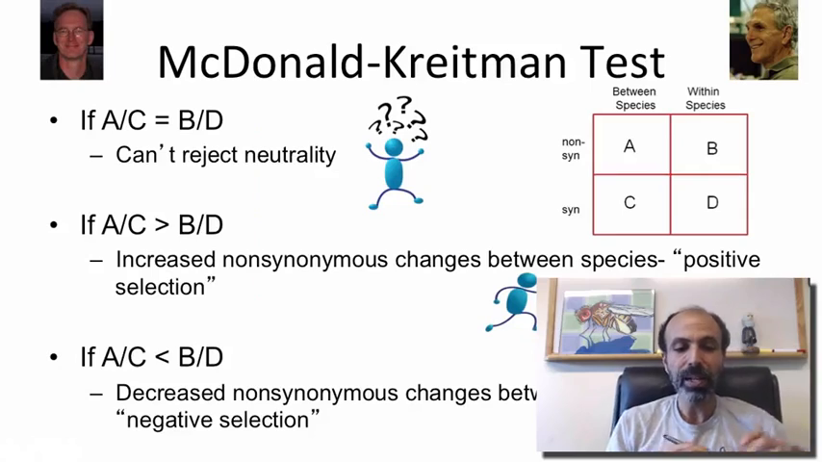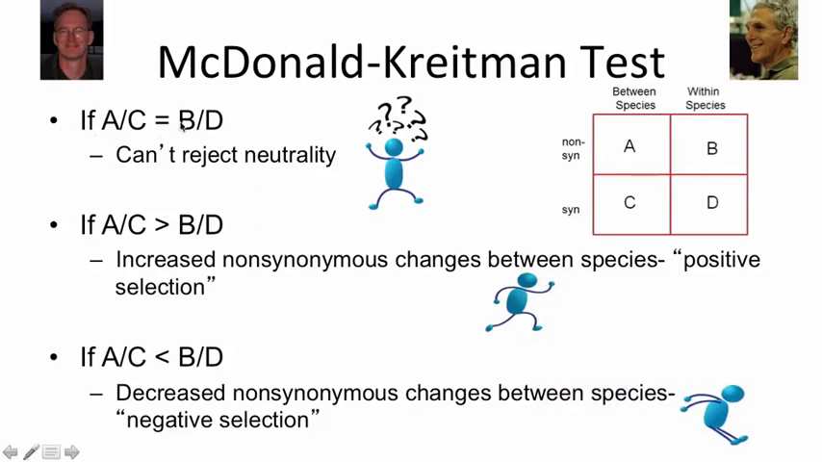So, looking at the McDonald-Kreitman test, we have this A over C equals B over D. That's a case where you can't reject neutrality. Again, it doesn't mean it's neutral. It can be a mix, but you can't reject it. If A over C is greater than B over D, then we have increased non-synonymous changes between species. We have more non-synonymous changes than we expected between species relative to within. And that is indicative of positive selection or advantageous variation.